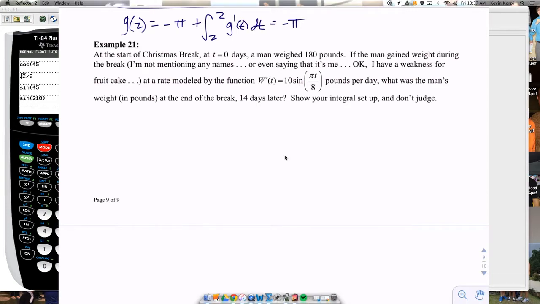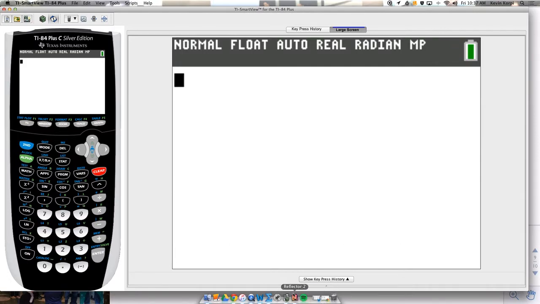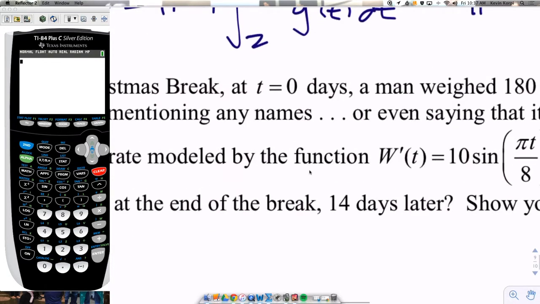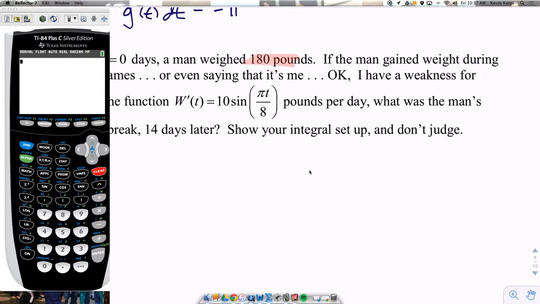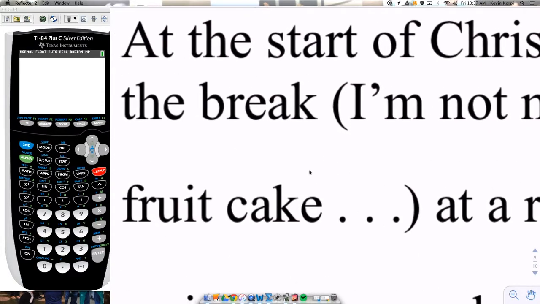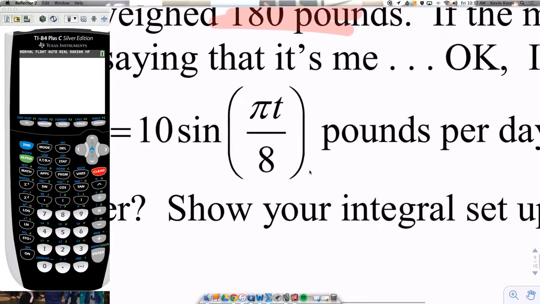All right, example 21. At the start of Christmas break, yay, Christmas break. That's coming again real soon, in about 11 months. At the start of Christmas break, at t equals 0 days, a man weighed 180 pounds. If the man gained weight during the break, pretty naturally, right? And I'm not mentioning any names or even saying that it's me.